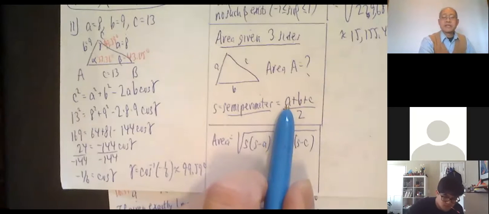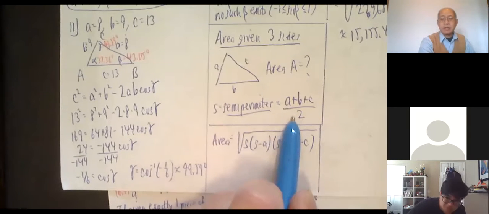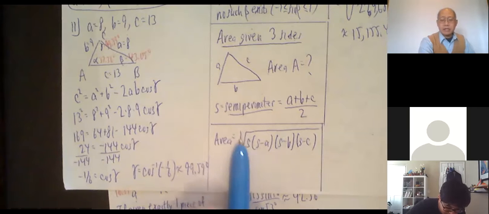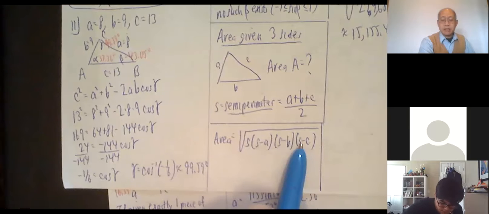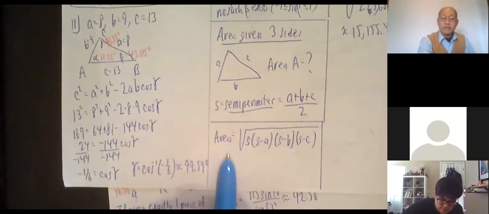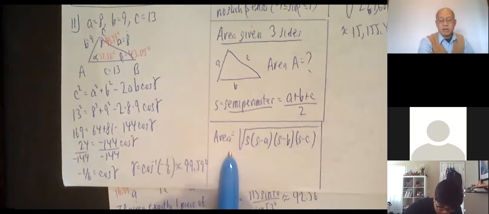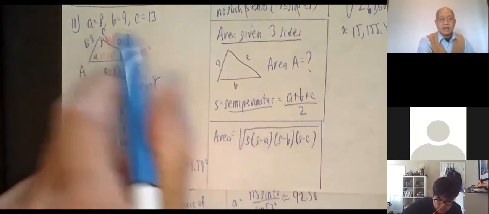First, you find the semi-perimeter. Add the 3 sides up and divide by 2. And then the area is the square root of S times S minus A, S minus B, S minus C. You can put this on your next cheat sheet. This is equivalent to what the book gives you, but I like this one better, and most books have it this way. So let's say you have 8, 9, and 13.